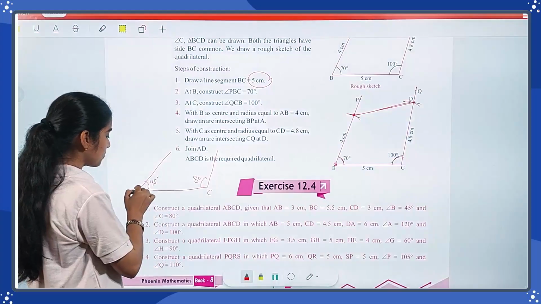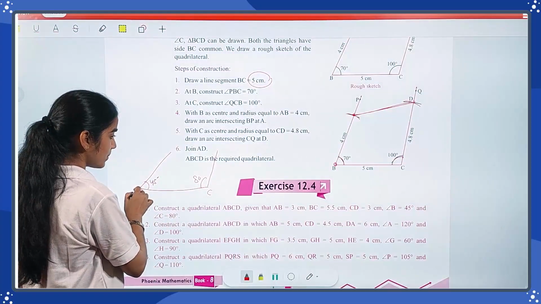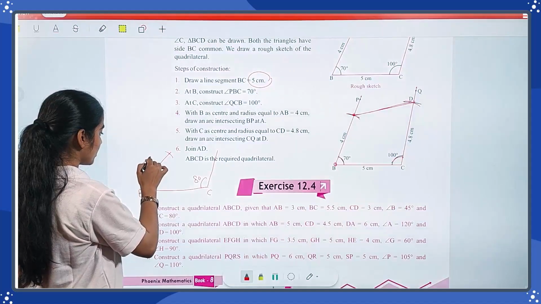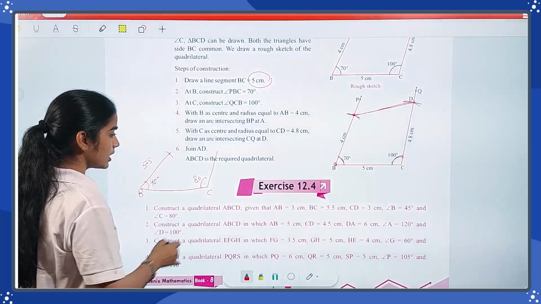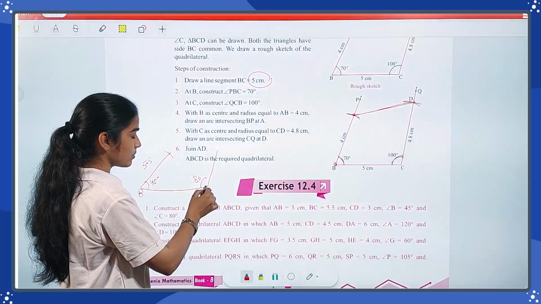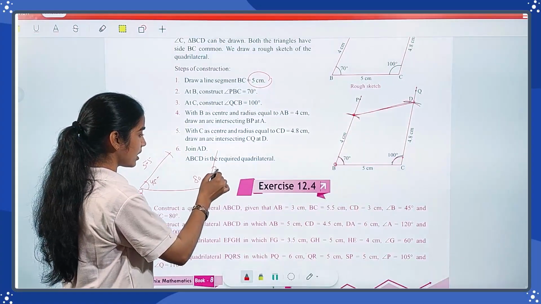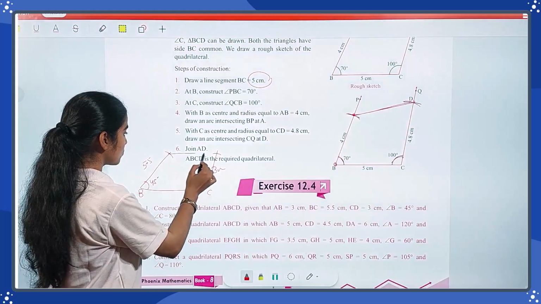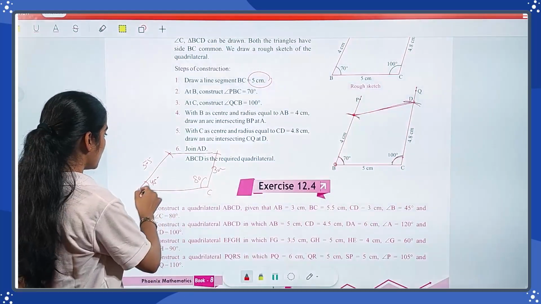Now you have to take B as your center, open your compass till 5.5 centimeter and mark an arc here. Then you have to take C as your center, open your compass till 3 centimeter and mark an arc here. Where these two, now you have to connect these 2 points together.